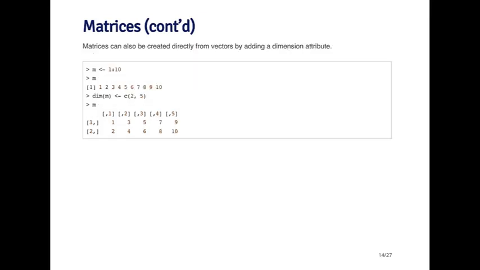You can also create a matrix by adding the dimension attribute to a vector. For example, I can create a vector that's a sequence 1 to 10, and then add the dimension attribute to it. Here I'm using the dim function, but I'm assigning a value to the dim attribute of m. I'm assigning the vector 2, 5. So what I'm saying is I want to take this vector and transform it into a matrix that has 2 rows and 5 columns. Now I've got a matrix m which has 2 rows and 5 columns, and it's filled in column-wise.